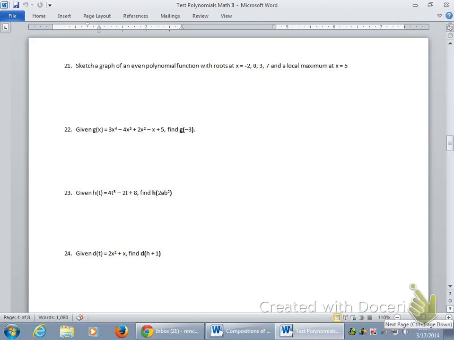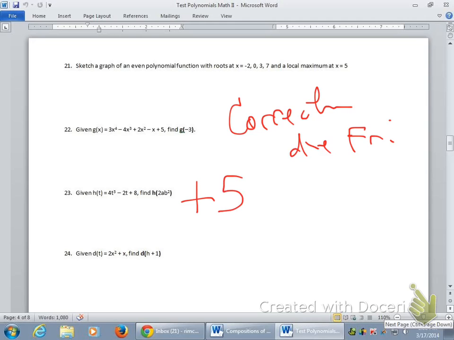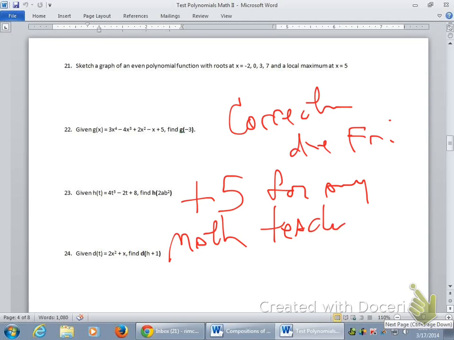Last thing to share with you, all right? Corrections due Friday, okay? Plus 5 for any math teacher signature. I'm going to Miss Brown. Any math teacher signature. Middle school, Mr. Schreiber. All right.